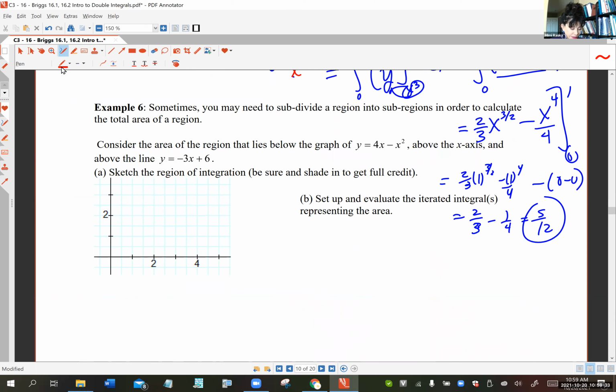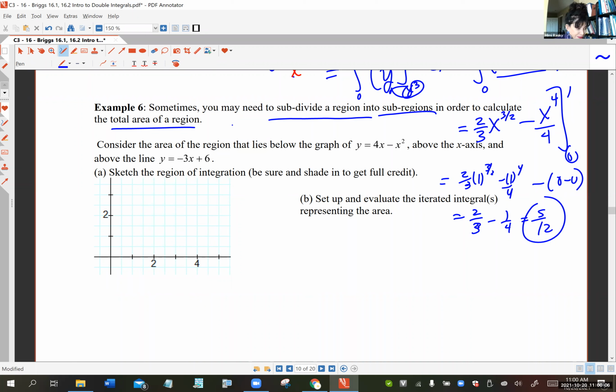Example 6. Example 6 is kind of hard, and I usually don't give something this hard on an exam. However, the concept that arises from example 6, if you understand it, then you're going to be better at iterating your double integrals when you have to do the setup. And that's what I'm going to get to today. Here we go. Sometimes you need to subdivide a region into subregions in order to calculate the area. And you had to do this in Calc 1, and maybe you forgot, and that's okay.